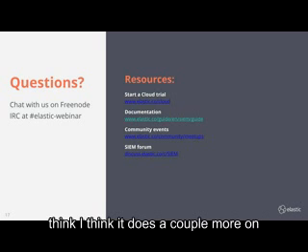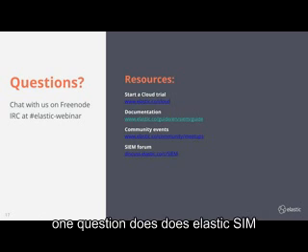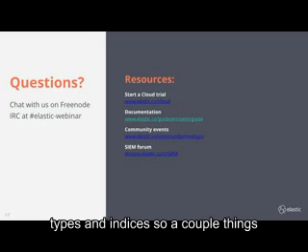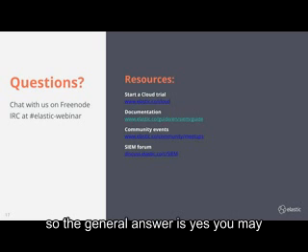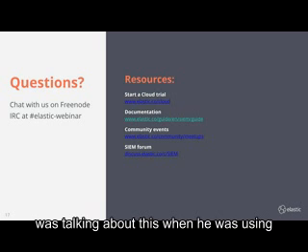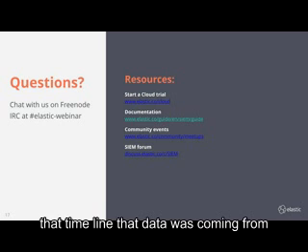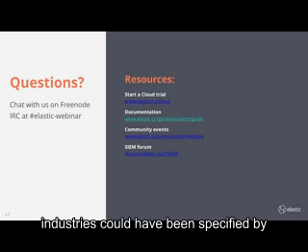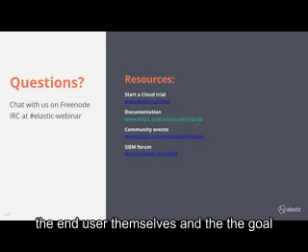I think it does. A couple more on Watcher. Some might be forward-looking, but one question: does Elastic SIEM correlate attacks across different log types and indices? So a couple things. The general answer is yes. You may have noticed, when Andrew Goldstein was talking about this and using that timeline, that data was coming from multiple indices. In fact, the indices could have been specified by the end user themselves.